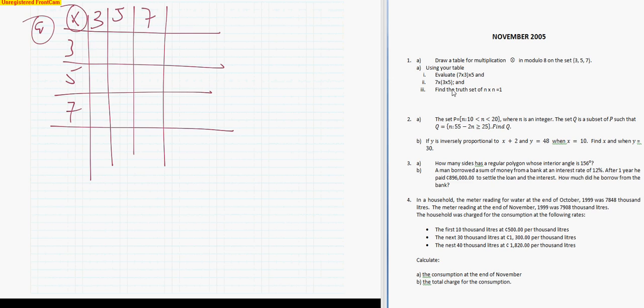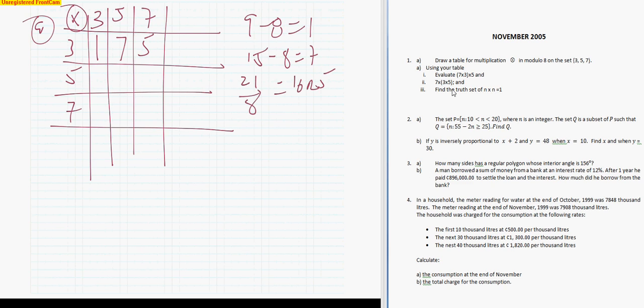So in modulo 8, 3 times 3 is equal to 9. So 9 minus 8 will give you 1. So this place will be 1. 3 times 5 is 15. 15 in modulo 8 is 7. 15 minus 8 is equal to 7. So this is 7. 3 times 7 is 21. 21 modulo 8 is 5. So if you understand this, for instance, 21 divided by 8 is equal to 2 remainder 5. That's why we get 5 here.